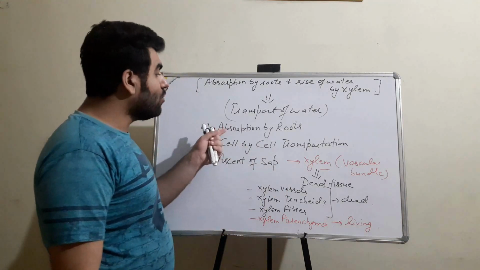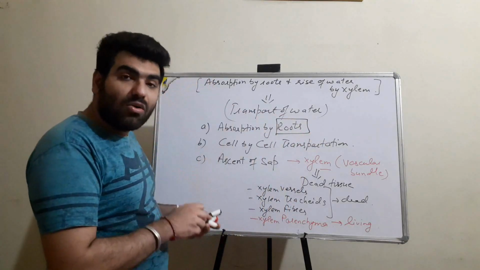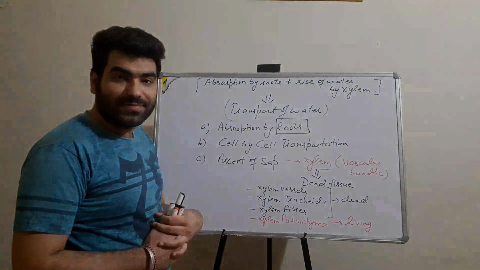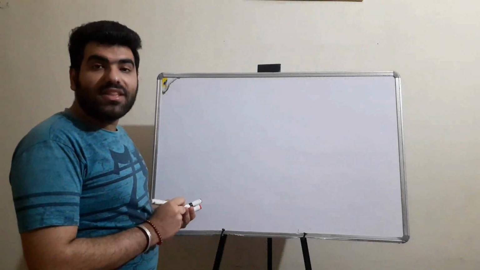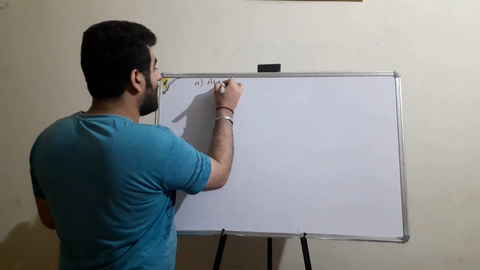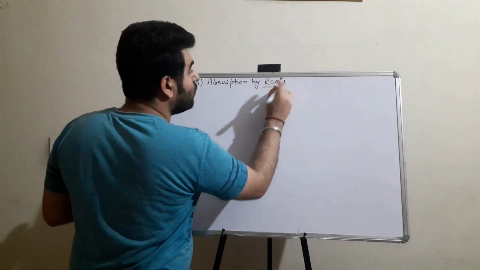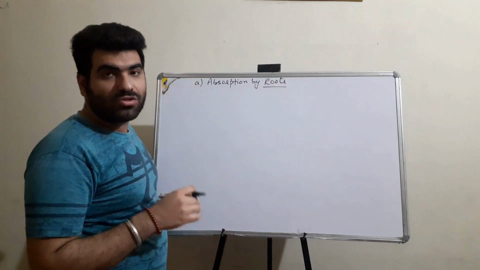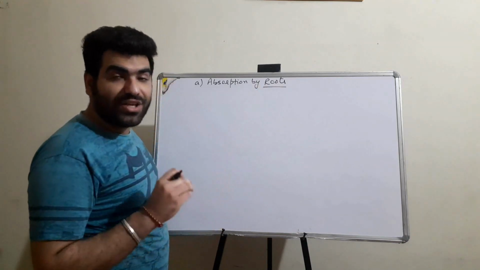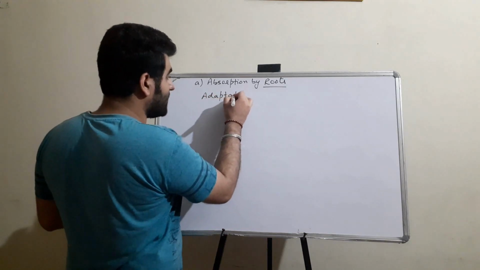Now we'll discuss how the roots are capable of absorbing the water, and by which process the roots absorb the water. So now we are starting with the first part, absorption by roots. The roots have to absorb the water, so there are some adaptations possessed by the roots in order to absorb the water. Let us discuss what those adaptations are.